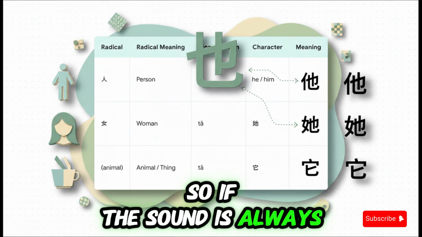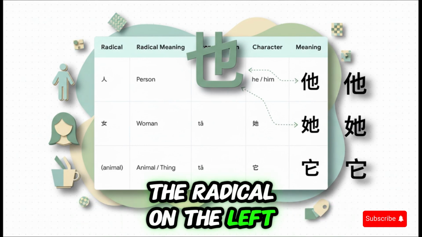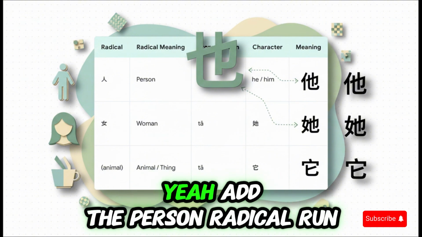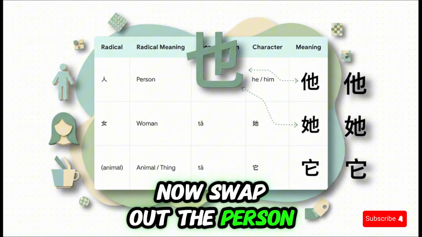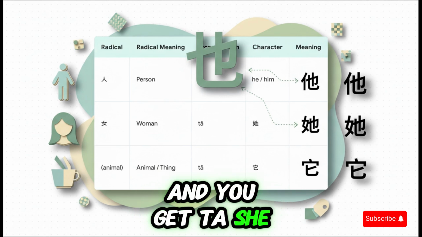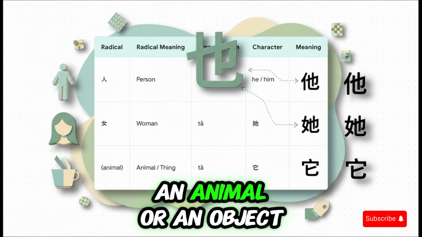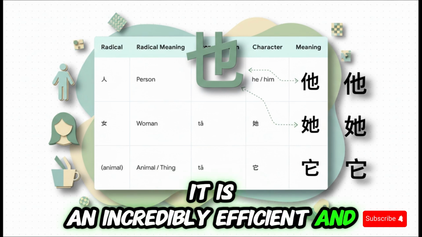So if the sound is always the same, how do you change the meaning? Simple. You just swap out the radical on the left. You take that sound component, ye, add the person radical, ren, and you get ta, he. Now, swap out the person radical for the woman radical, nu, and you get ta, she. Use a different radical for an animal or an object, and you get ta, it. I mean, it is an incredibly efficient and logical system.